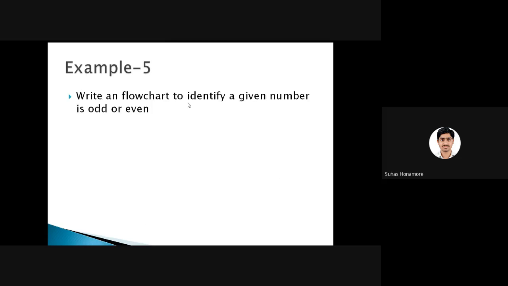Write a flowchart to identify whether a given number is odd or even. So how to identify whether a given number is odd or even? The number which is a multiple of 2, it is even. It is called even. Correct. The number which is a multiple of 2 we'll call even. Otherwise we'll say it's odd.